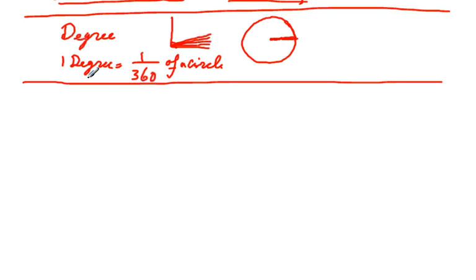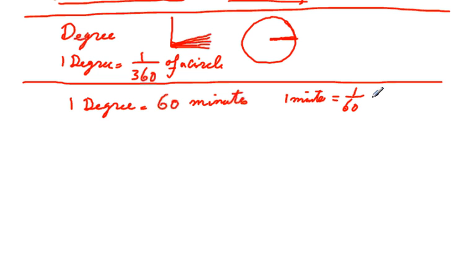But our issue is that for many measurements that they used to do, this wasn't precise enough. So they would take 1 degree. This is again coming from ancient days. They break it up to 60 pieces, and that makes 60 minutes. So 1 minute is 1/60th of a degree.